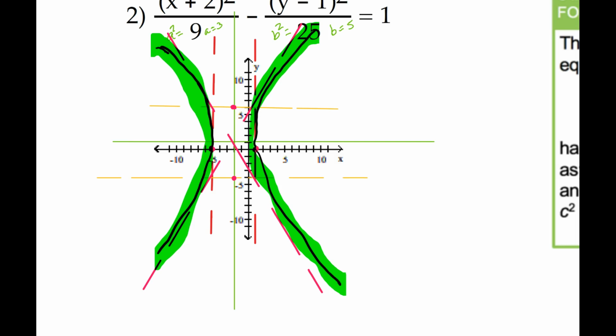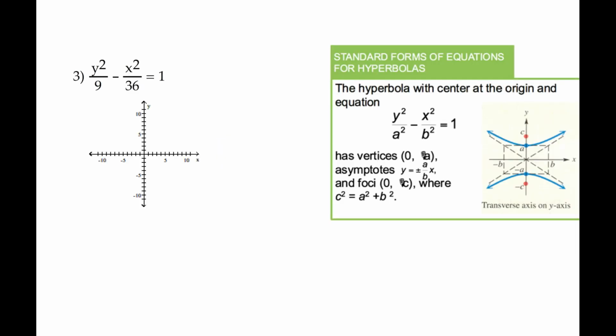So we're going to take a look at one more example, but I'm going to walk you through it really quickly. So let me transition to that one. If you notice on this one, the hyperbola has its transverse axis on the y-axis, so it's facing up and down instead of side to side. In this case, a squared is 9, so a equals 3, and b squared equals 36, so b equals 6.